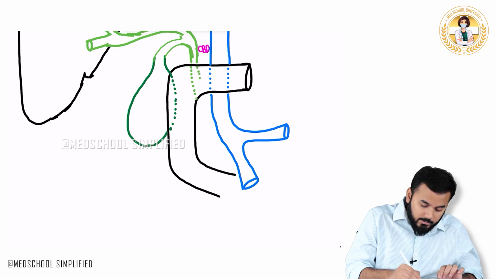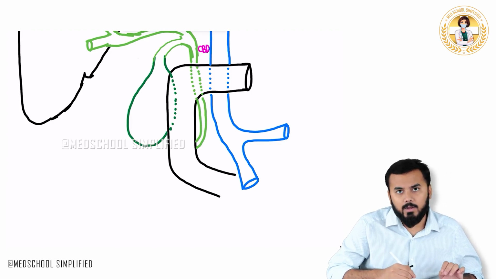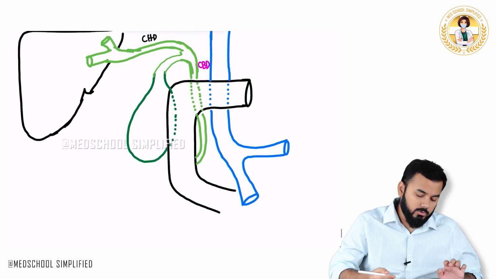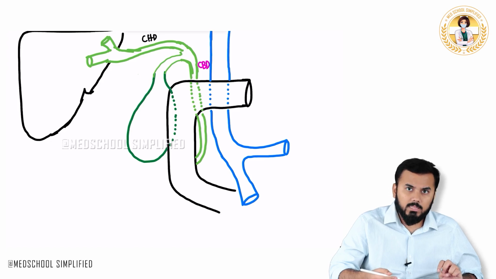Okay, so this is passing behind the first part of the duodenum in this way and draining into the duodenum like this. Obviously it will join with the pancreatic ducts and all. So don't think the common bile duct will drain directly into the duodenum, right? So this is the second important thing. And then coming to what is the third important thing?